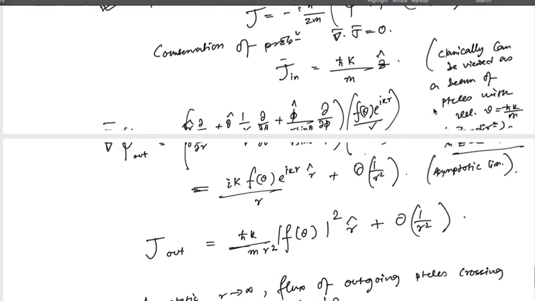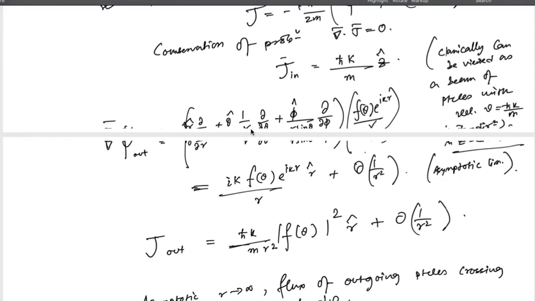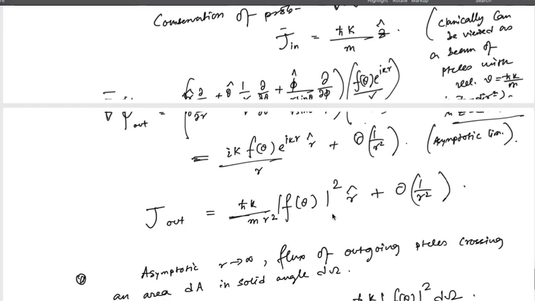Similarly, for the outgoing current, we can calculate the same quantity by taking the spherical coordinate derivative on f(theta) e to the power ikr by r, and it will have a term with 1 by r squared. Since we are interested in the asymptotic limit, large r, because z is also far from the origin, this term is not very important. So this is the first non-zero term. So j out can be written as h-cut k by m r squared, times |f(theta)| squared, r cap, plus order 1 by r squared.